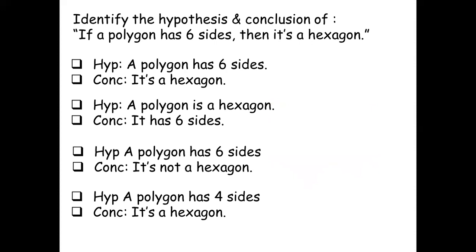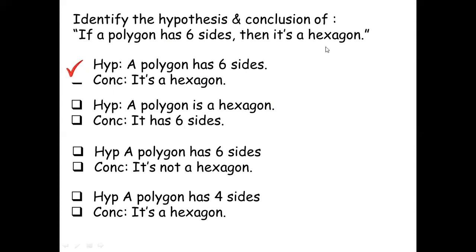Okay, your time's up. Let's see what the correct answer is. The correct answer was the first option. Identifying the hypothesis and conclusion is a very easy part because you just have to read the first part of the sentence and remove the word if. A polygon has 6 sides becomes the hypothesis, because hypothesis means something which may happen, which can happen. It starts with the word if. Hypothesis always starts with the word if. So if a polygon has 6 sides, the hypothesis is a polygon has 6 sides.